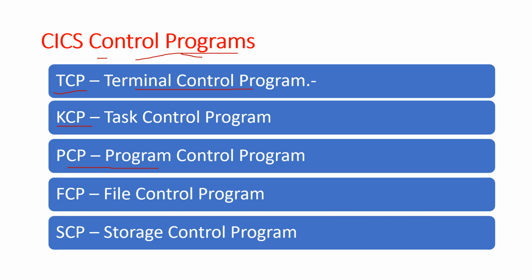Next is FCP. FCP is the File Control Program, and FCP is used to provide application programs with services like read, insert, update or delete records in a file. Also, it keeps exclusive control over the records in order to maintain data integrity during record updates. The last one is SCP. SCP is the Storage Control Program, and it is used to control allocation and deallocation of storage within the CICS region.